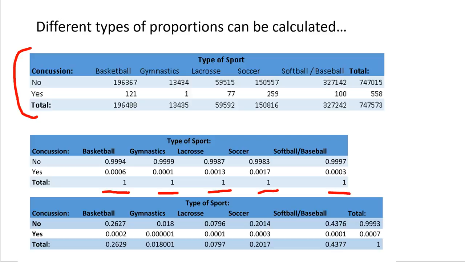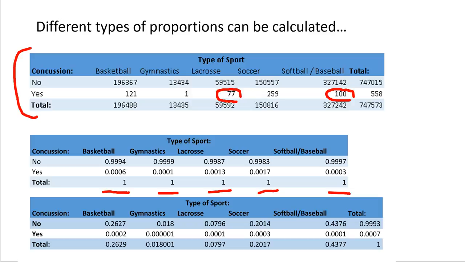This would be useful if we wanted to know which sport has the highest proportion of players that sustain concussions, because it allows us to compare different sample sizes. For example, we've got 100 people who sustained a concussion while they were playing softball or baseball. This seems like quite a high number, and obviously it's more than the 77 people who sustained a concussion playing lacrosse. But because the total number of people playing each sport differs, these numbers don't mean so much by themselves.